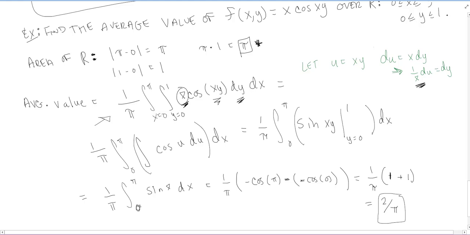Okay, so there are some examples about using double integrals for area and also to find average value.